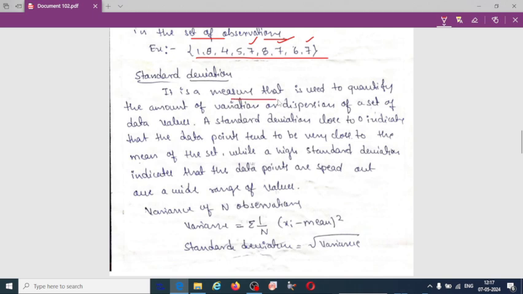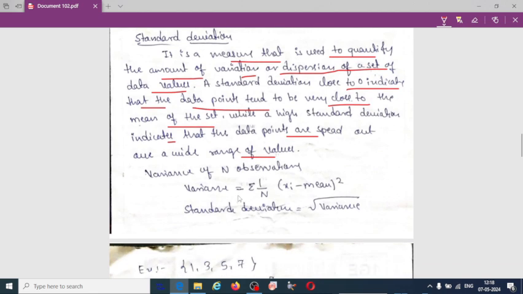Standard deviation, it is a measure that is used to quantify the amount of variation or dispersion of a set of data values. So how the amount of variation in the quantity we can identify with the help of standard deviation. If it is close to 0, it indicates that the data points tend to be very close to the mean of the set, while a high standard deviation indicates that the data points are spread out over a wide range of values.